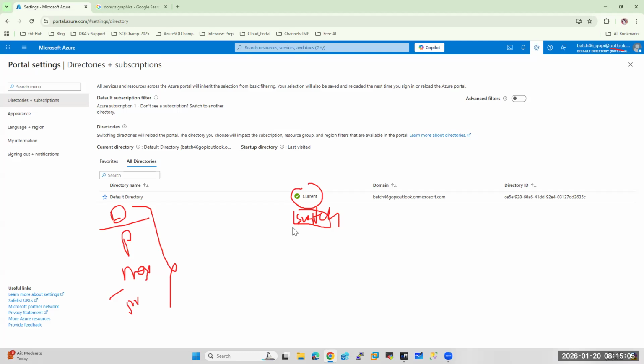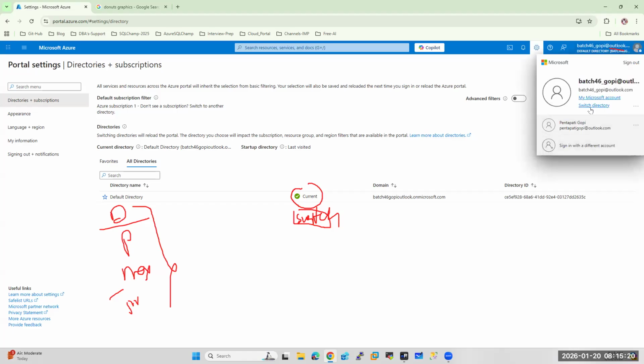There are two things here. They will provide their email address. It's okay, fine. I can directly log into their credentials. I can see the Domino's Pizza, all the stuff. But in case they are granting to the tenant, now you need to go here and you need to switch the directory. Is it clear, everyone? No? Yes?